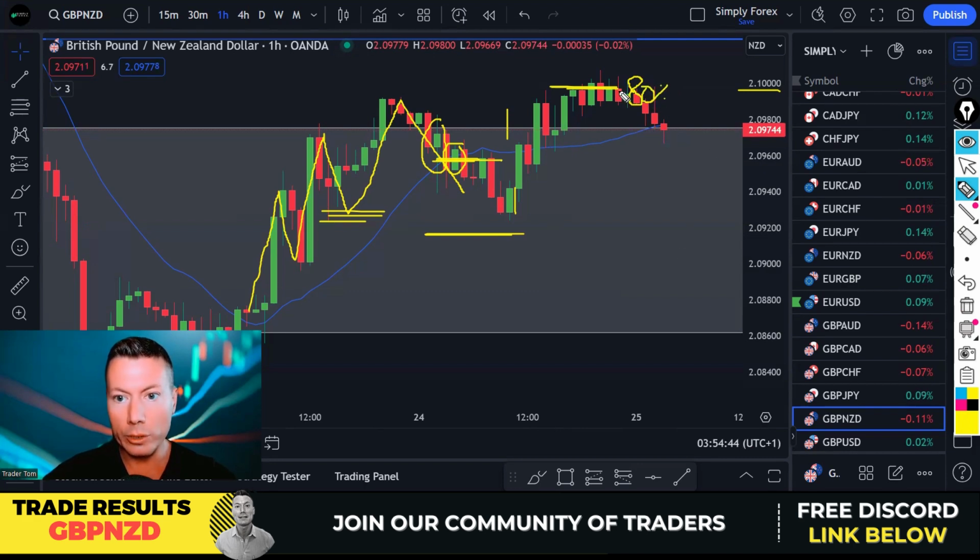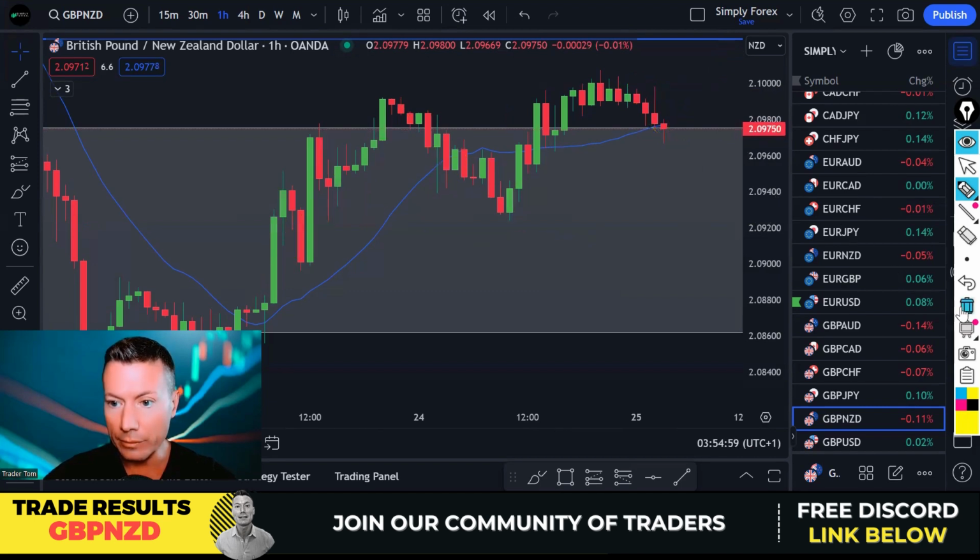So we shall see, right? If price starts doing this, then all I'll do, guys, is move this stop loss from here and just keep trailing the 20%. So that was the first trade, and this was the successful pound New Zealand dollar.